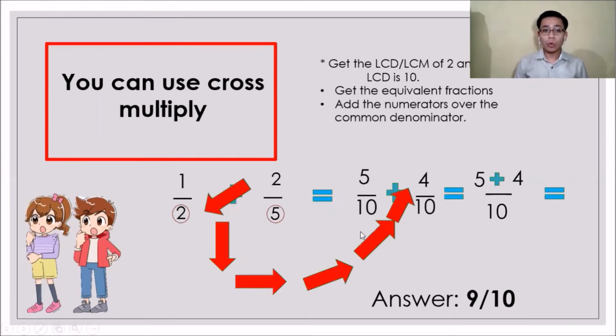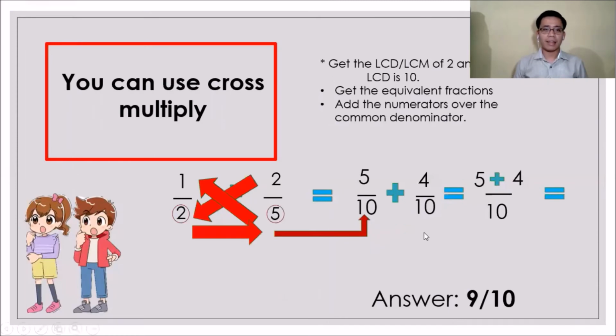And 2 times 2, the answer is 4. And we just copy the denominator and we're going to solve the numerator. 5 plus 4, what's the answer? It is 9. And we just copy the denominator, which is 10. And this is the answer, 9/10. All right. So now we're going to proceed to the next slide.